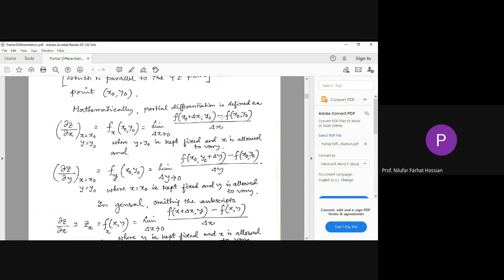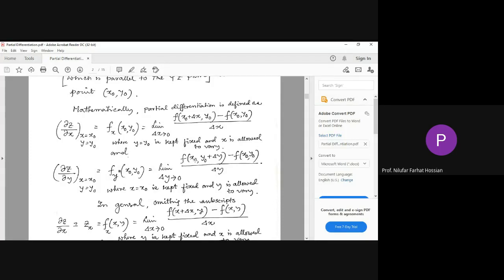So this is when del x tends to 0. This is the partial differentiation of the original function when y equal to y naught is kept constant and x is allowed to vary. Similarly, for the partial differentiation of z with respect to y, this is another notation, fy. Fy means the partial differentiation of f with respect to y, where x is kept constant.